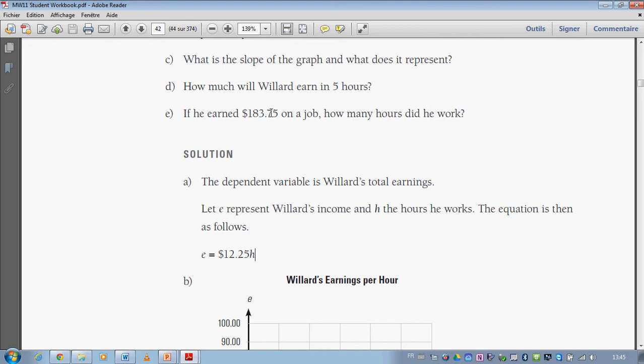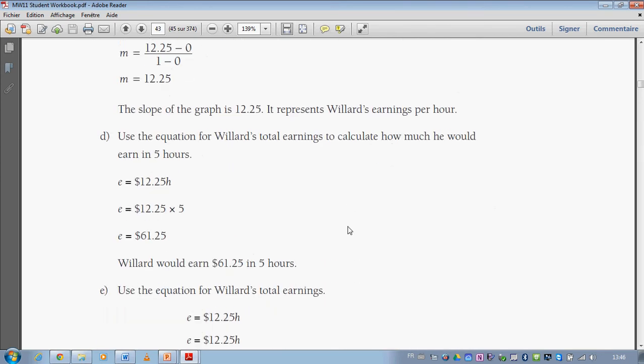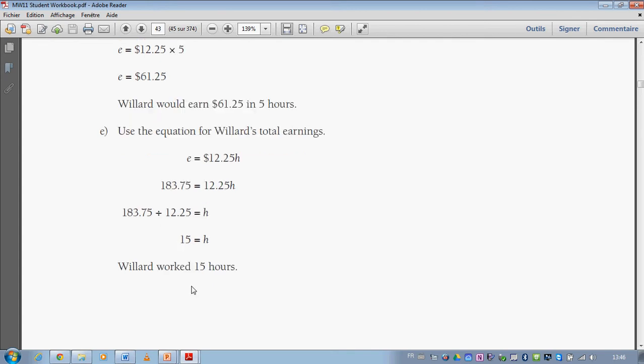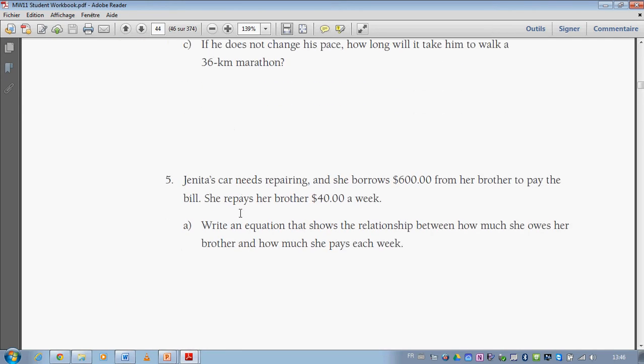Then finally, E asks, if he earned that much money on the job, how many hours did he work? Well, if this is the total amount of money that he made, and he makes $12.25 each 1 hour, then what would you have to do with these two numbers? The answer is that you'd have to take the total money that he made and divide it by how much money he makes in 1 hour. Okay, so total money he makes divided by how much money he makes in 1 hour would give you how many hours he worked. There you go. So 183.75 divided by 12.25 gives you H, so he worked 15 hours. Okay, so a few more questions for you guys to try out.